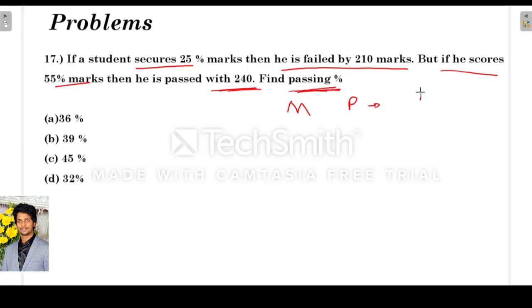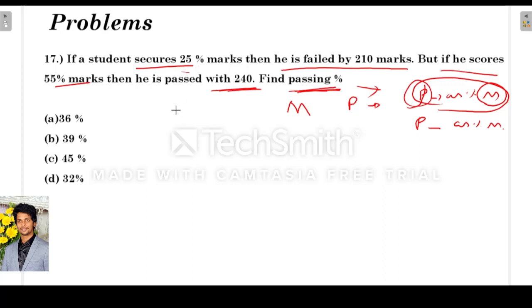Passing percentage means p as a percent of m we need to find out, because m is total marks and p is the pass marks. So passing percentage means p as a percentage of m. Okay. So now they are telling student has scored 25% of marks, means 25% m, and he failed by 210, means he got 210 marks less than the passing marks.